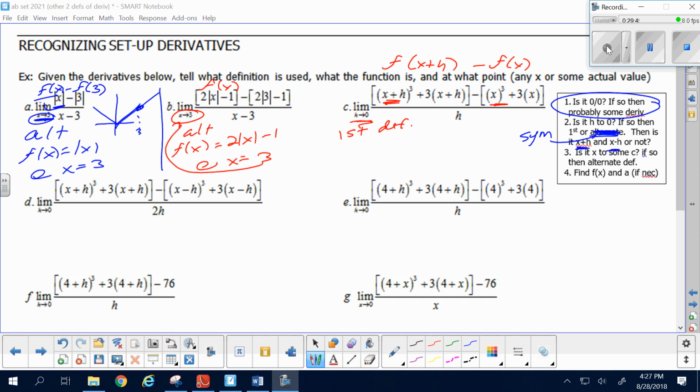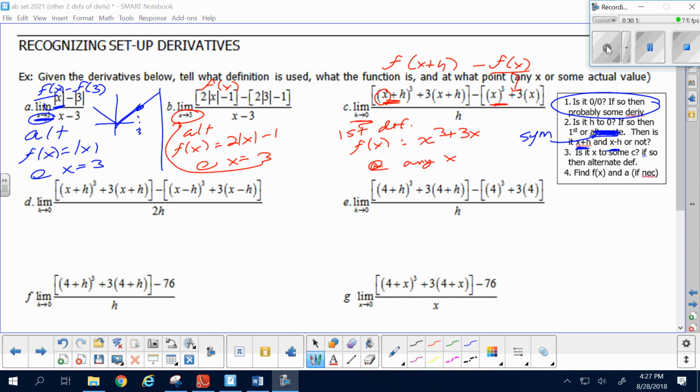So in terms of what to look at for what's the function, this time look here. The function is x cubed plus 3x. And because it's just generally at x, not at a certain number, it is at any x rather than a specific number. That would be a rule for finding slope at any point. Okay? All right, let's go to the next one.